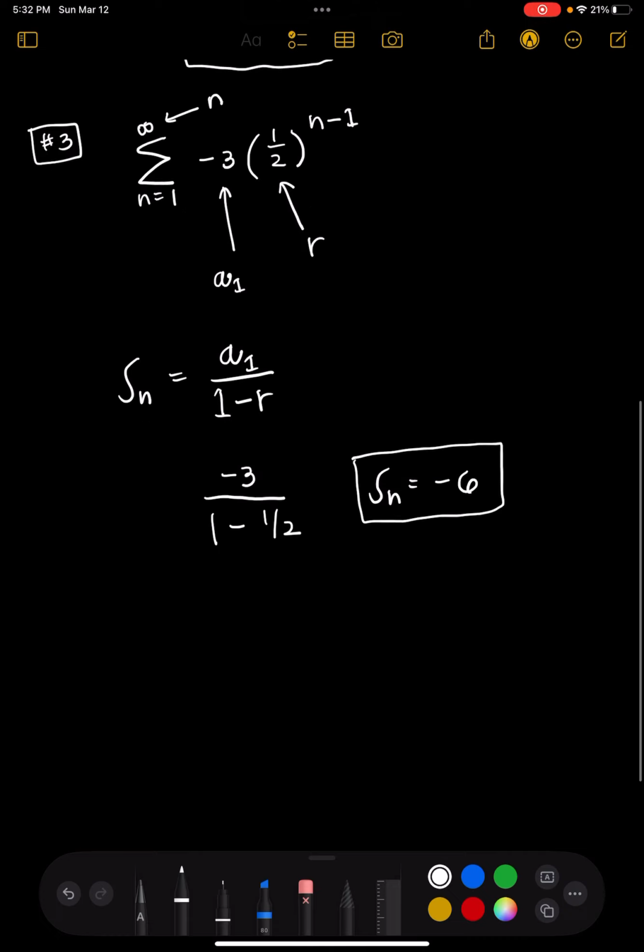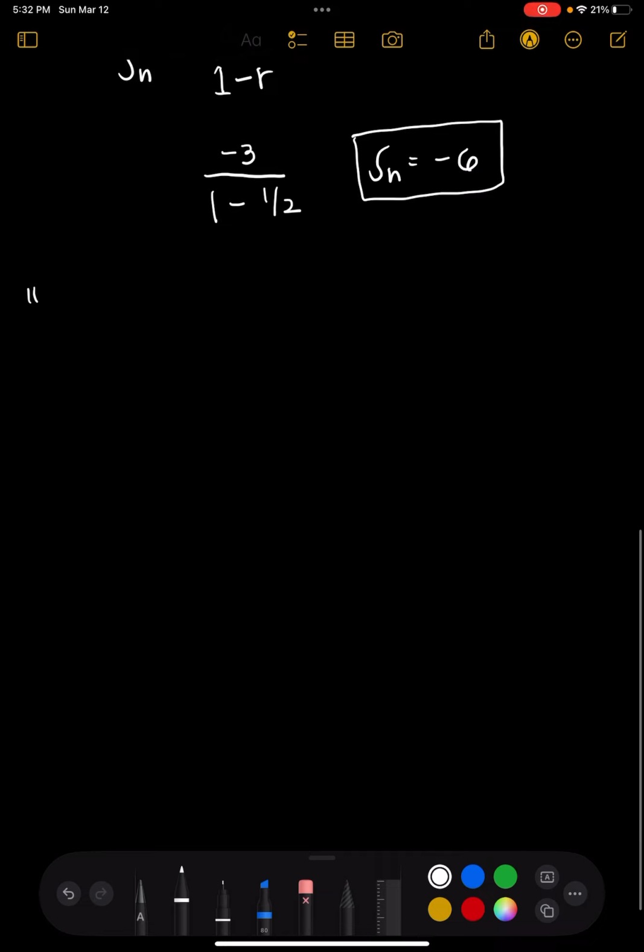All right, let's look at that last example now. The last example is another sigma notation. So we've got n is equal to 1 all the way up to infinity. We're going to find the infinite sum of -4 over 5 to the power of n minus 1.